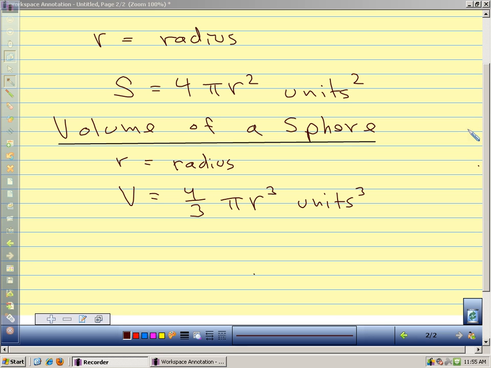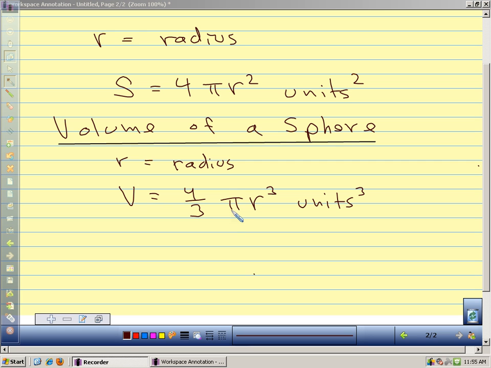Now, spheres are nice because we only need this one piece. With all of our other formulas, we needed at least one other piece. We needed a radius, we needed a height. We needed an area of a base, and we needed a height. We needed a slant height for all of our other shapes. For a sphere, all we need is the radius. So usually the trick with problems involving spheres is figuring out the radius.